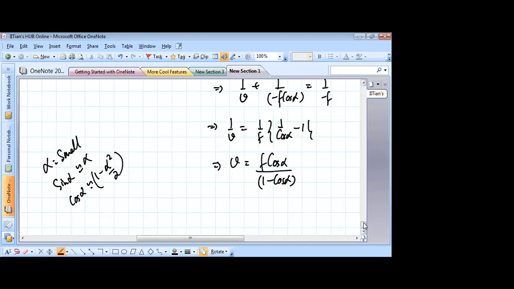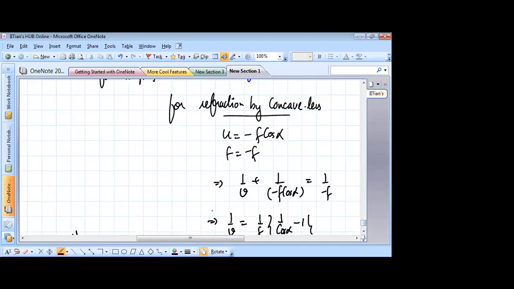Got something wrong here. v should be a negative quantity. Oh, sorry. I've used this formula wrong. Minus. What I thought. Minus.